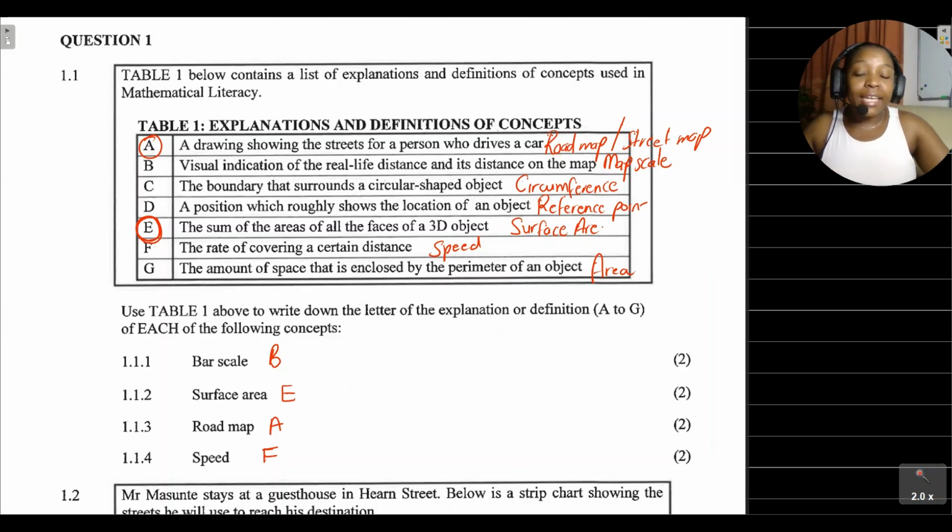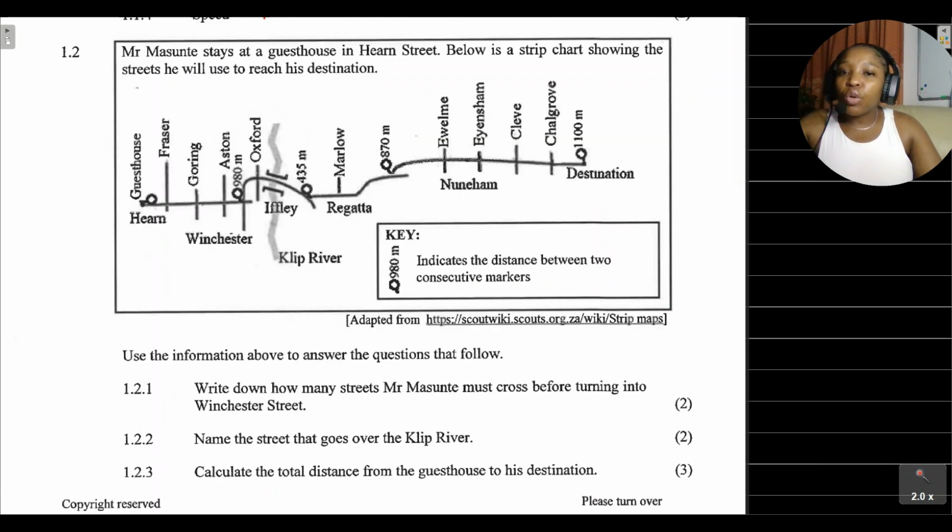So that's the tip there. Write down the words, the terms, the concepts that pop up in your head first. And then once you've done that, try to see if you can match it with what you are able to think of in the table. Good. Now let's have a look at question 1.2.